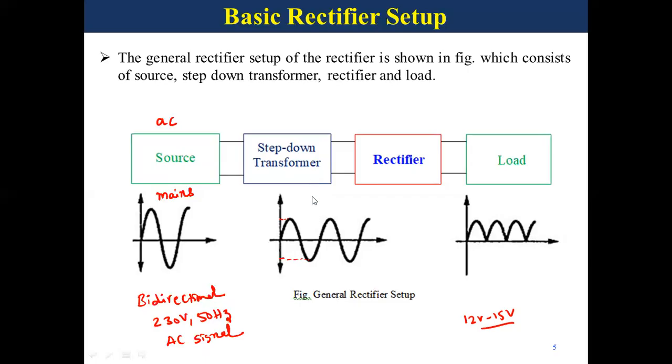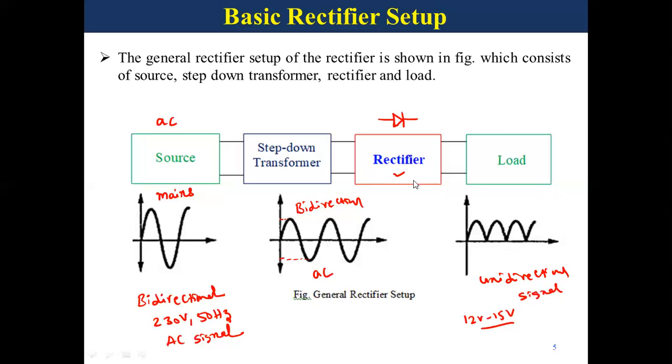The output of the step down transformer is still a bidirectional signal, and very clearly it's still AC. So this bidirectional AC signal with reduced level is applied to the rectifier. I already told you this rectifier consists of one or more diodes. The rectifier exhibits unidirectional characteristics, so this rectifier circuit can easily convert this bidirectional signal to a unidirectional signal, and that unidirectional signal is applied to our load.